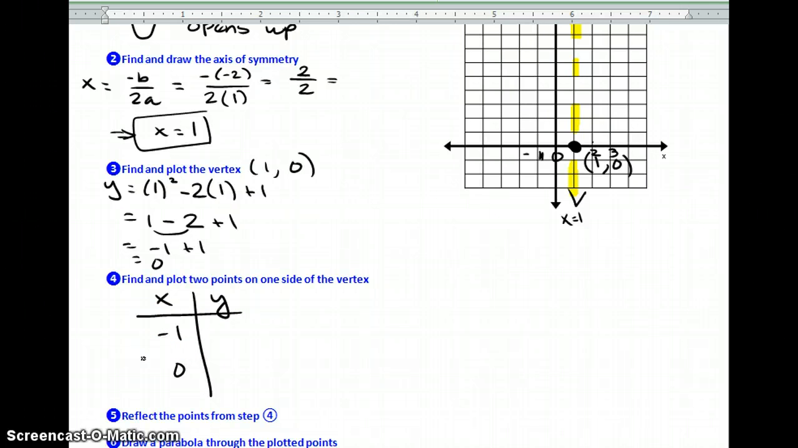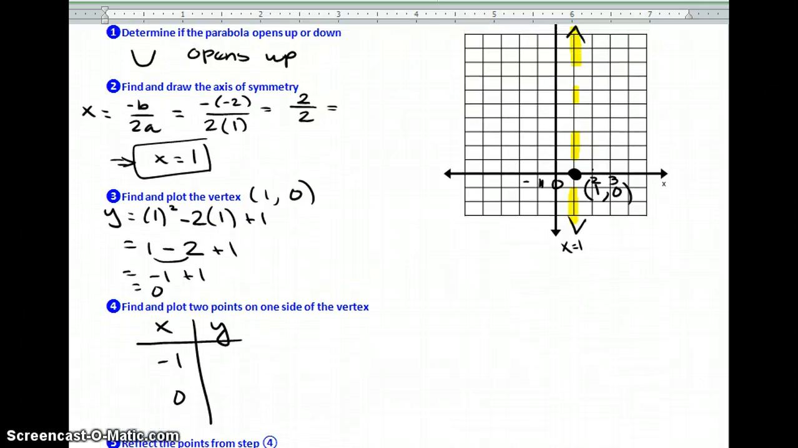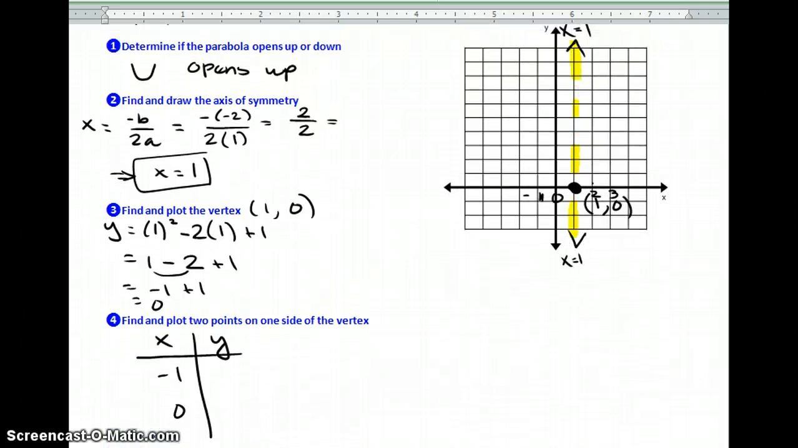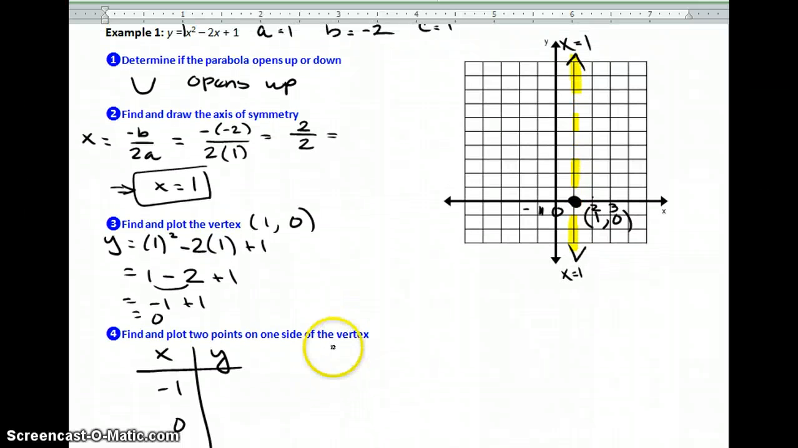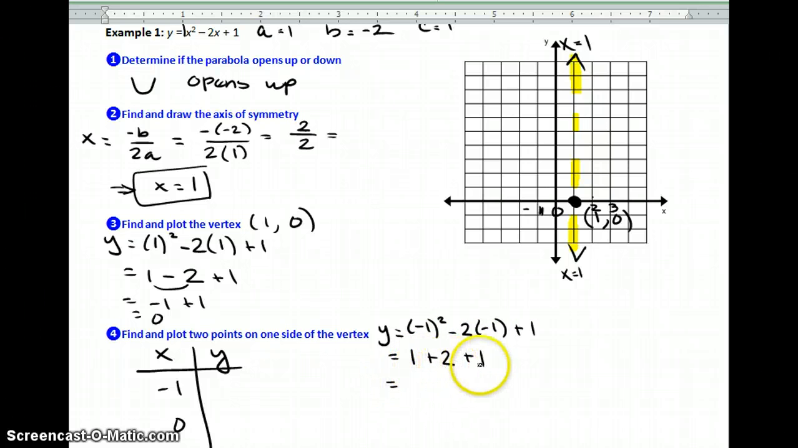From here, you're going to plug them into your original equation. So y is equal to negative 1 squared minus 2 times negative 1 plus 1. Negative 1 squared is positive 1. Negative 2 times negative 1 is plus 2, and then plus 1. 1 plus 2 plus 1 is 4. So here I get 4, for when x was equal to negative 1.